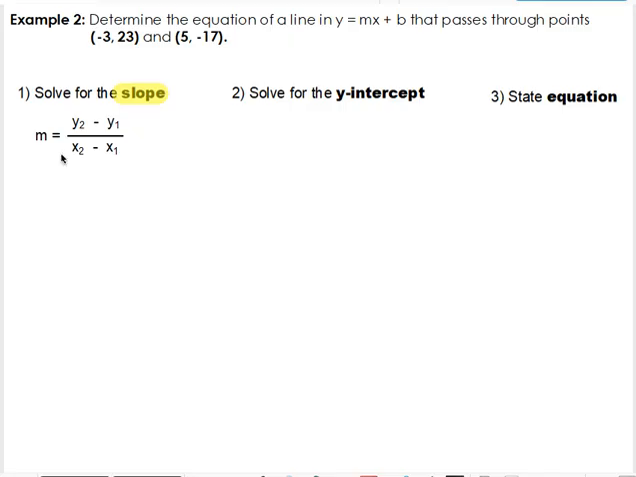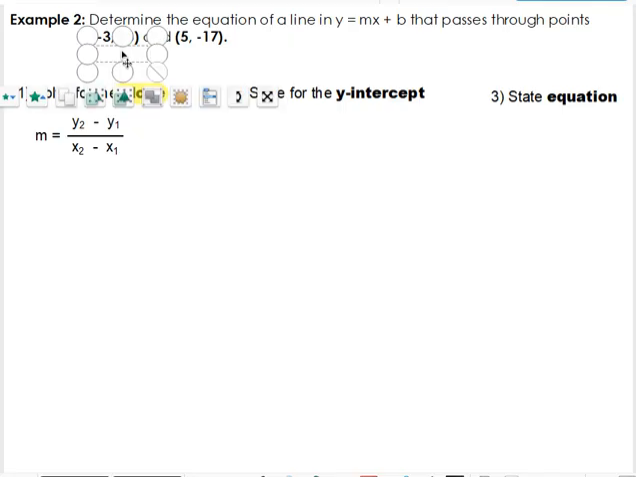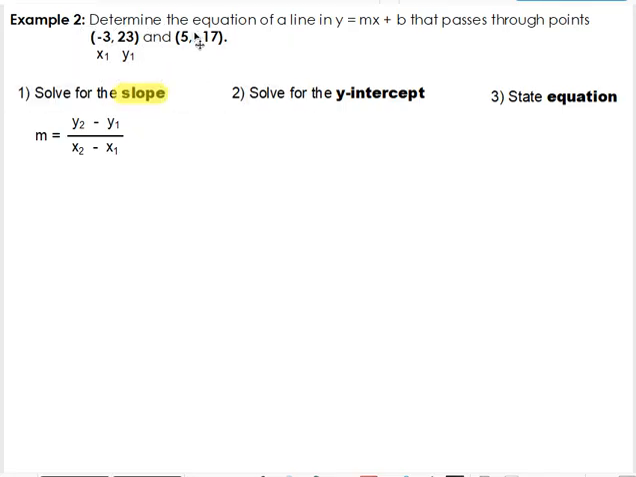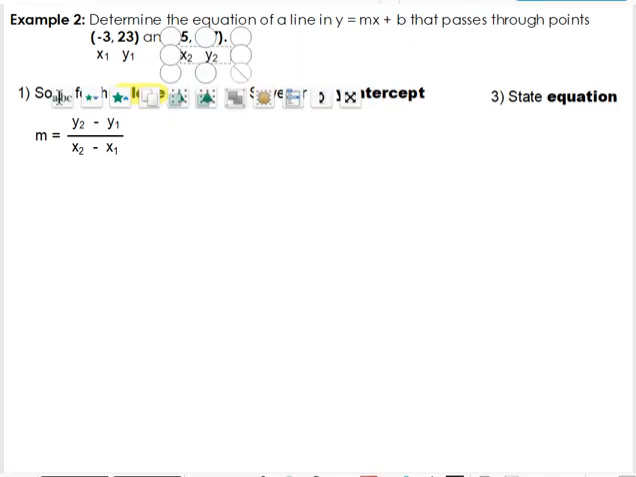Now from here, we're going to have to determine which is y1, which is y2, and so on. So we look at the first coordinate here, and we know each coordinate has an x value and a y value. Because this is the first coordinate, we'll call it x1 and y1. And for 5, -17, we notice the x value is 5 and the y value is -17. We'll call this x2 and y2.